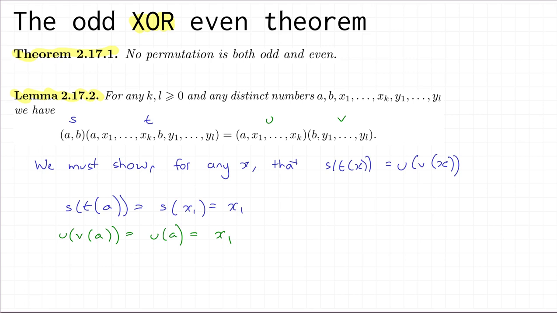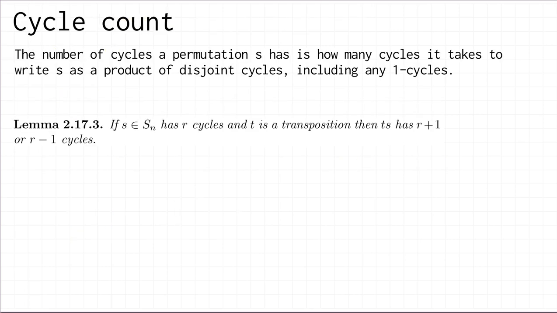And to complete the proof of this identity, you have to check that in any other case, S composed with T and U composed with V also agree. So I'll leave that to you on the problem sheet, and I'm going to move on with the proof of our theorem about oddness and evenness.